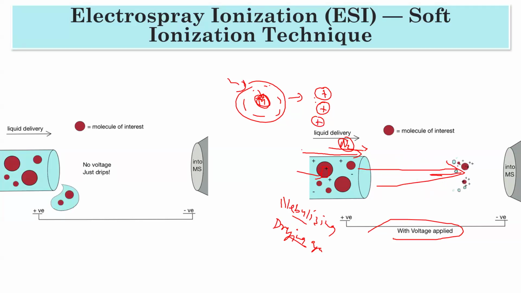They will have repulsion between each other, so they can move and they can be easily separated. And they can go inside this mass analyzer.